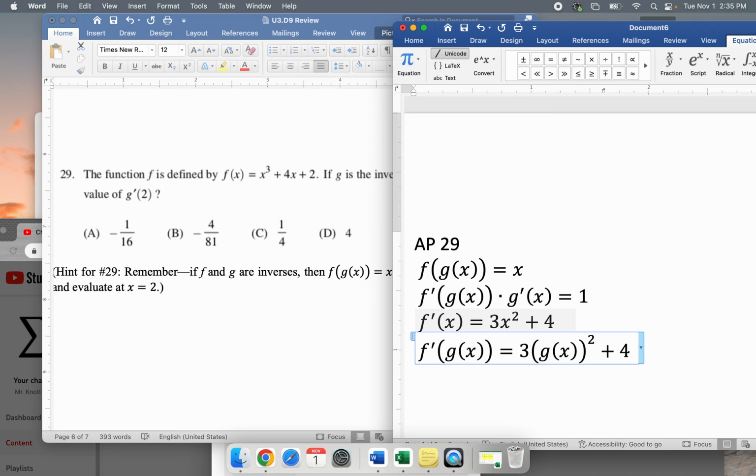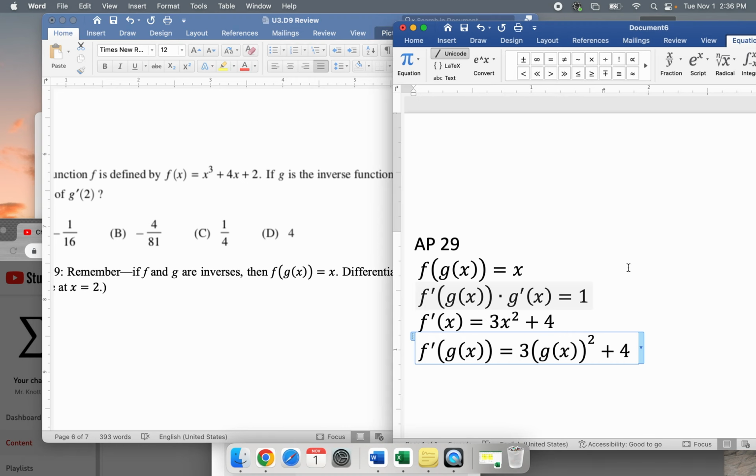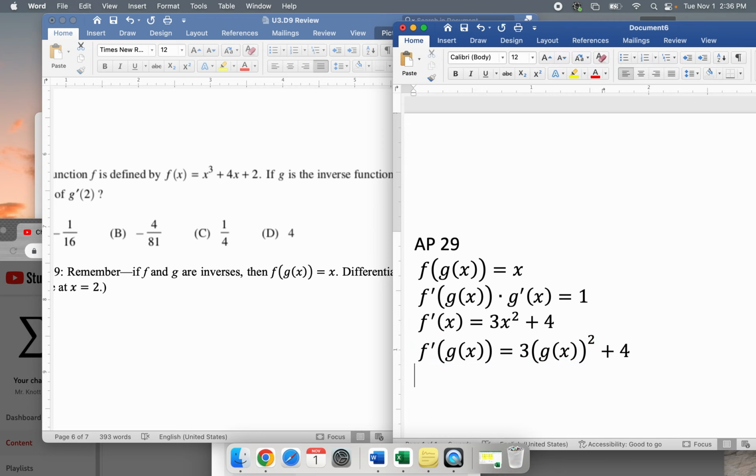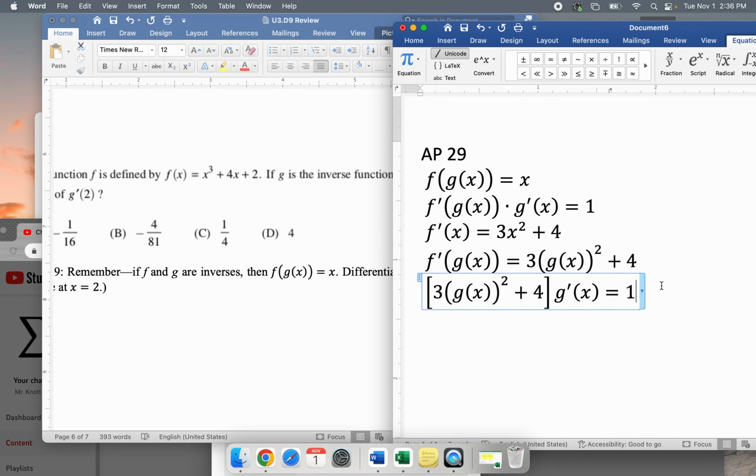Okay, they do tell you what g of 2 is. Okay, great. So yeah, this problem's getting a little ridiculous, but I have this equation right here, and then I just found that f prime of g of x is this expression right here. So in fact, I can replace this with this, and that will give me 3 times g of x squared plus 4 times g prime of x is equal to 1. Maybe there's a smarter way to do it, but I'm pretty exhausted.